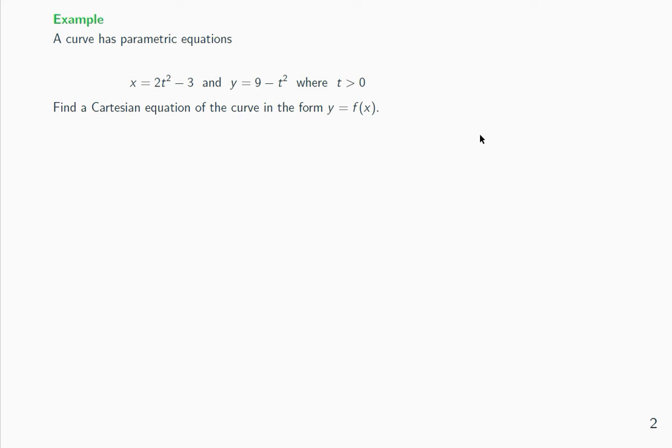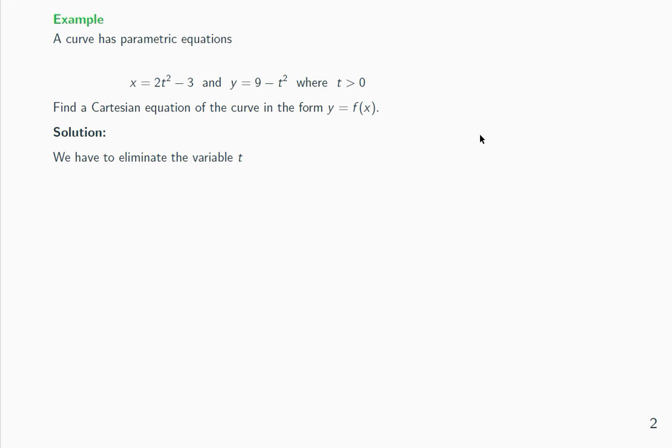Since we want the Cartesian equation of the curve to be in the form y equals f of x, we do have to eliminate the variable t in our parametric equations. To do this, we either pick the first or the second equation and we make t the subject. Okay, so just a quick analysis.